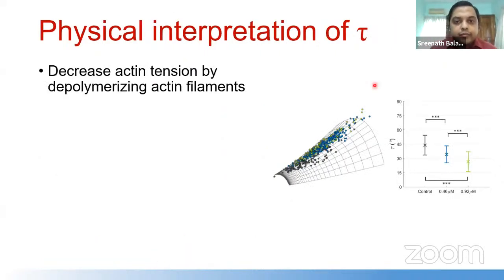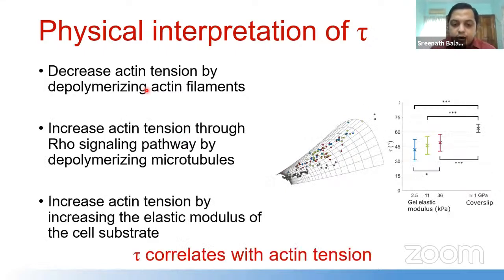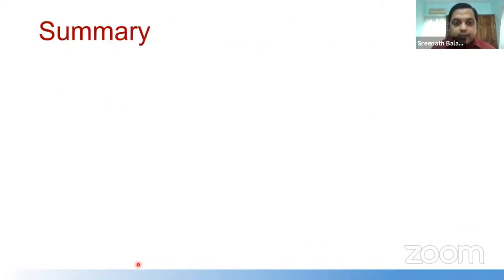Okay, and then we did some biochemical experiments by depolymerizing different parts of the cell, like actin and microtubule, and by growing cells on different substrates. And we found out that this parameter tau actually correlates with actin tension. So the more tension, the more the nucleus is flattened, and that actually increases tau. So tau actually correlates with actin tension.